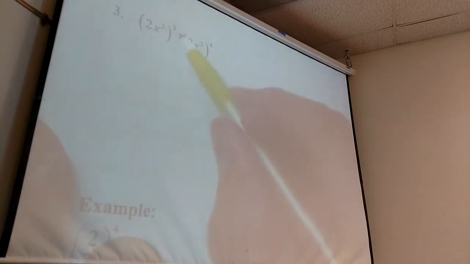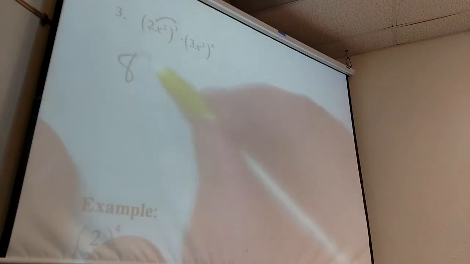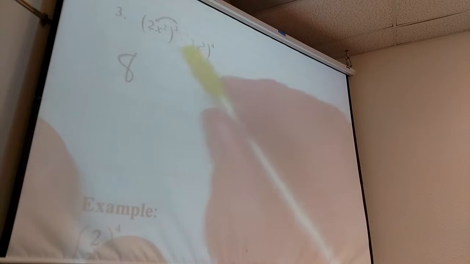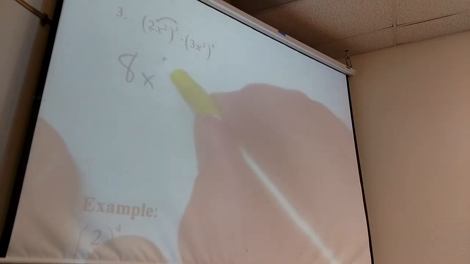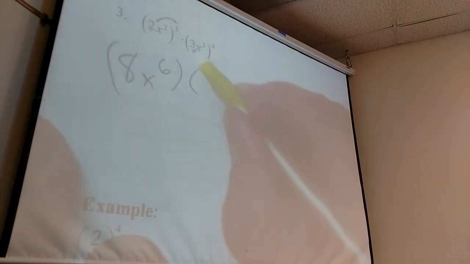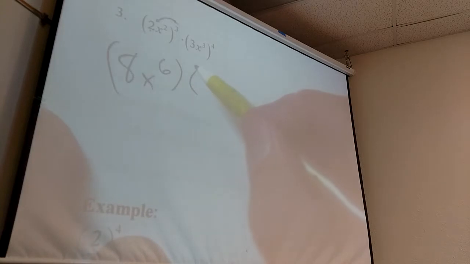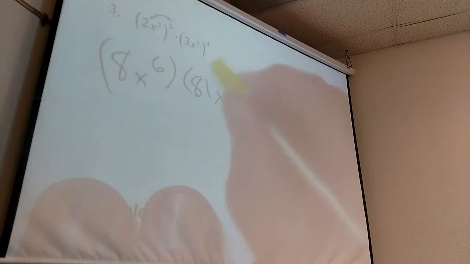What's 2 cubed? 8. 2 times 2 times 2. What's x squared cubed? What do you do with the powers? Multiply. So you get x to the 6, times 4 3s. What's 3 times 3? 9. And you'll have another 3 times 3. 9. What's 9 times 9? 81. So 4 3s multiply to 81. 3 times 3 times 3 times 3. So you get 81 x to the 12.